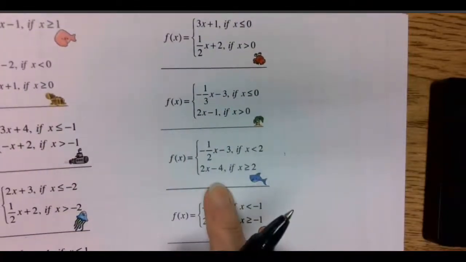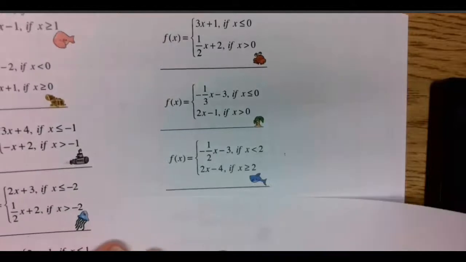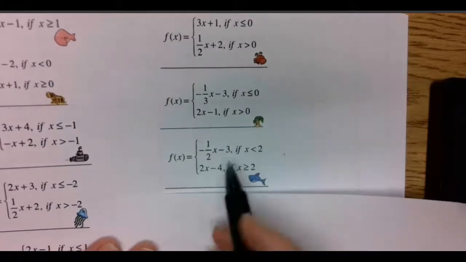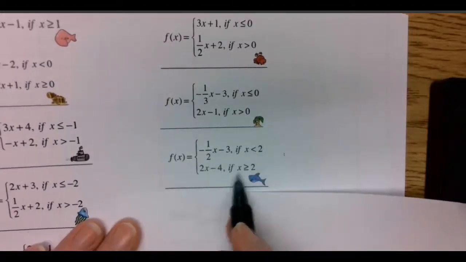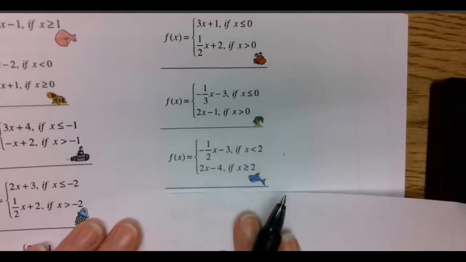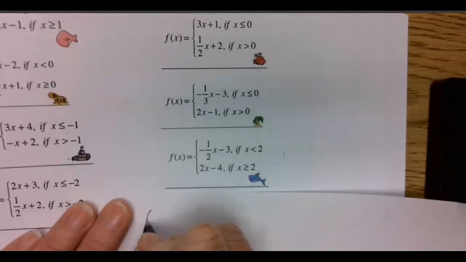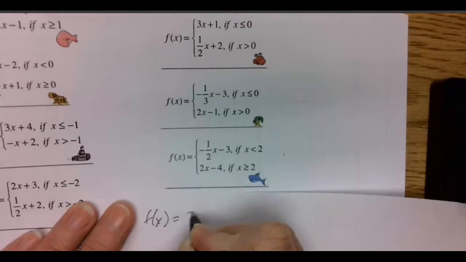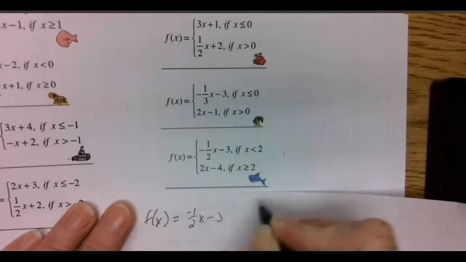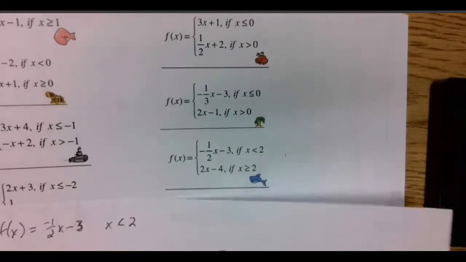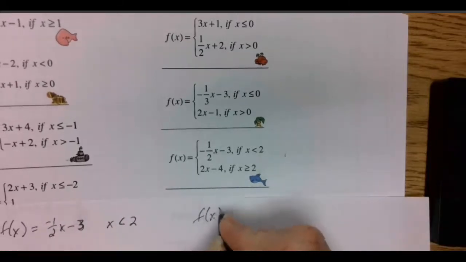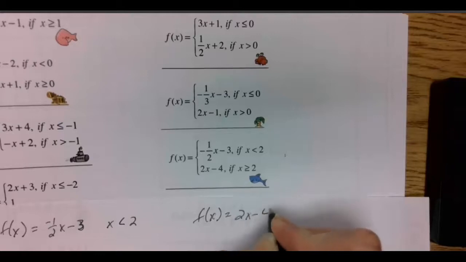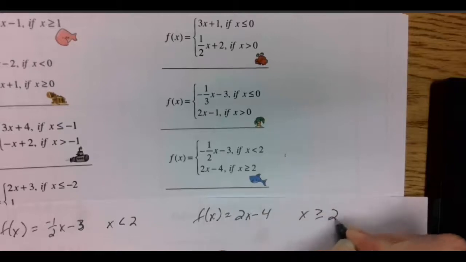I chose this one. We're going to take this function and graph it, but first what I like to do is separate it out. I have another piece of scratch paper I'm going to write on, and I'm going to write the function f of x equals negative 1/2 x minus 3 when x is less than 2. And then f of x equals 2x minus 4 when x is greater than or equal to 2.